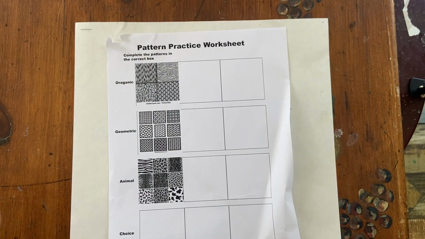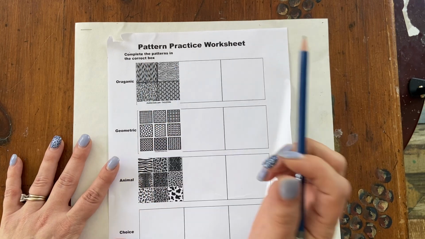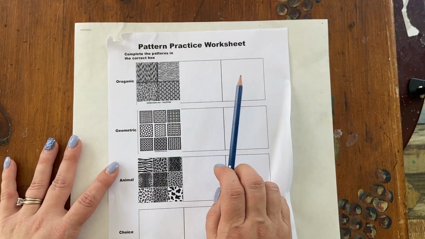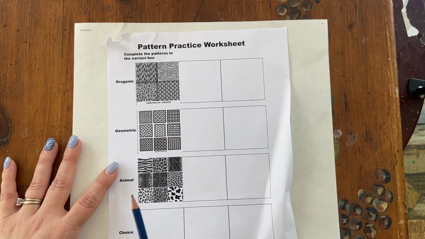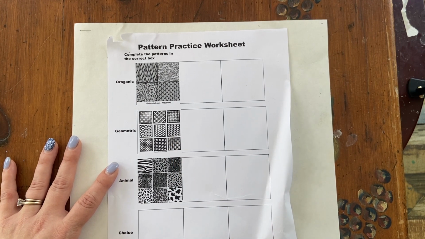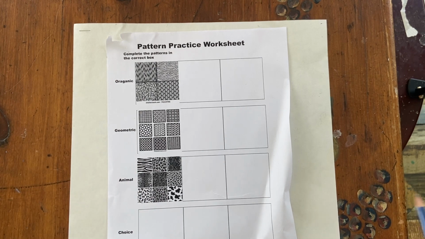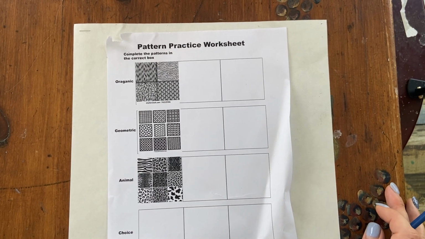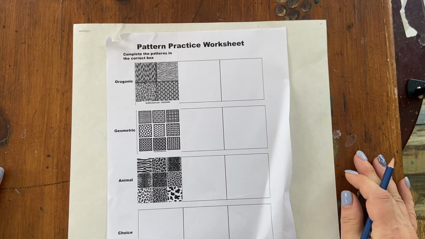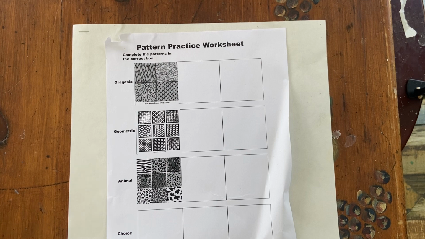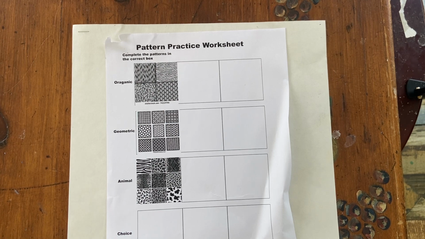What I want you to do to practice is first complete the patterns in the correct boxes. So you're going to create 2 organic patterns, 2 geometric patterns, 2 animal patterns, and 3 choice patterns. This is to give you some practice at creating different patterns and rendering them with pencil when you're looking at something real.